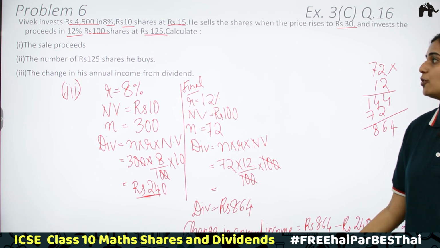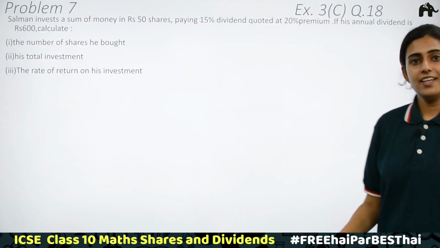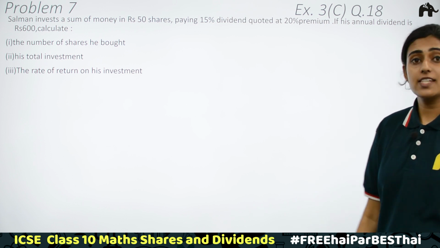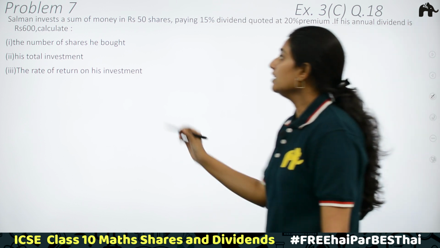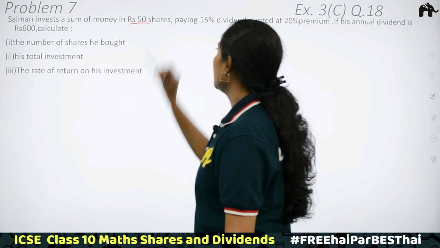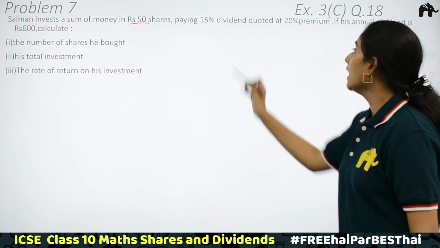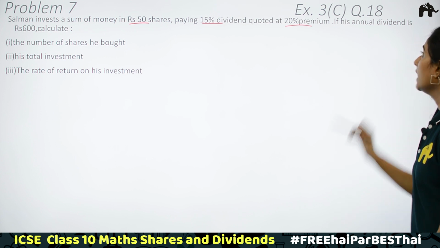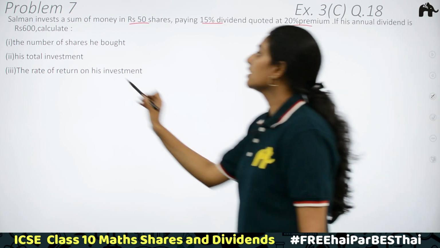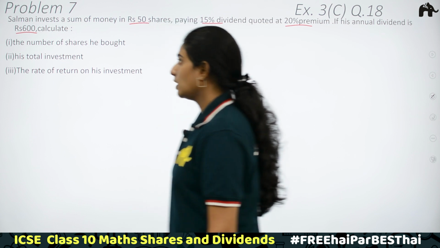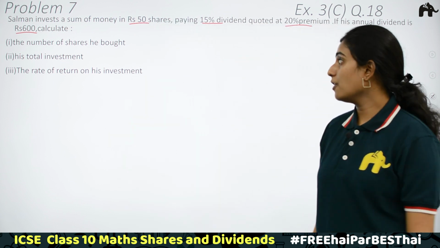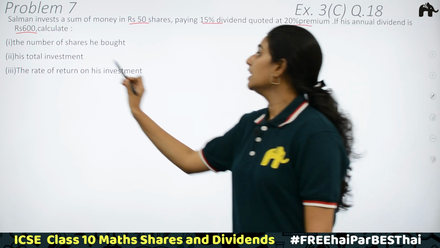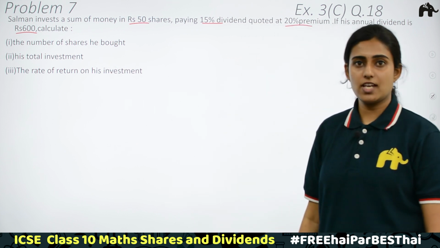Okay. Let's move on to the last question for today. Problem 7. Question number 18 of exercise 3C. Salman invests a sum of money in rupees 50 shares paying 15% dividend quoted at 20% premium. If his annual dividend is rupees 600, calculate 1. The number of shares he bought. 2. His total investment. 3. The rate of return on his investment.